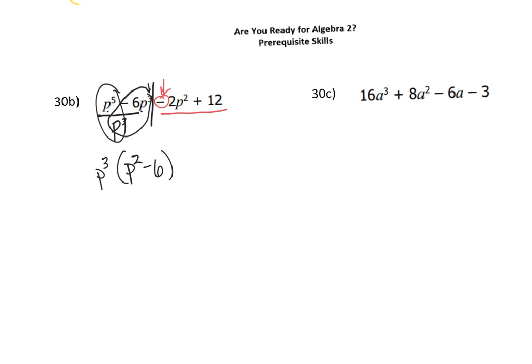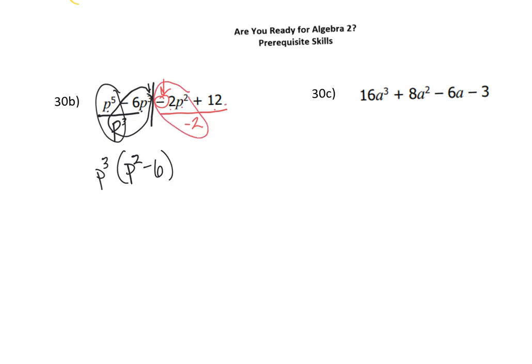Okay, that's the only time we do this kind of thing, if we have a leading negative coefficient. So what is the largest number that goes into negative 2 and positive 12? Well, that's going to be negative 2. And then can we take out any p's? 2 and no p's. They don't have it in common, so nope.